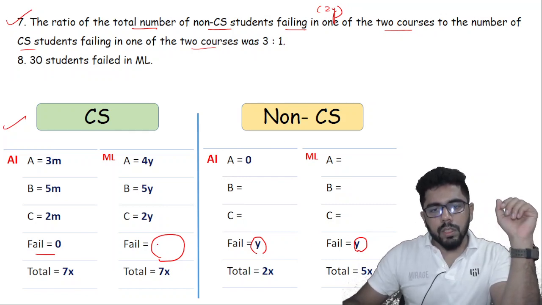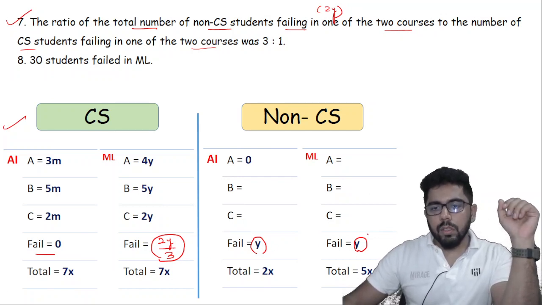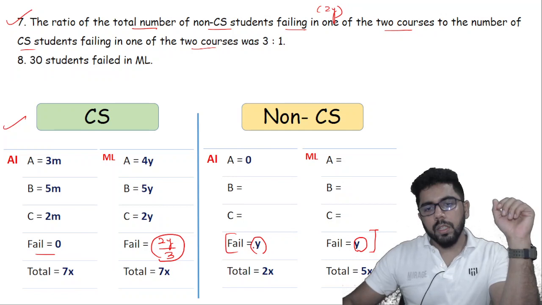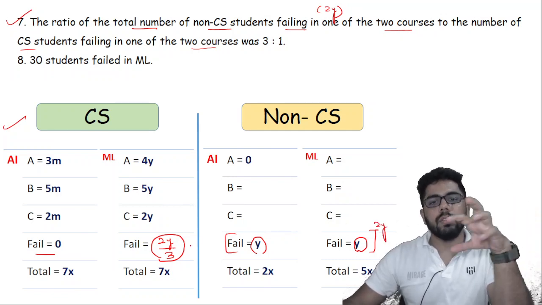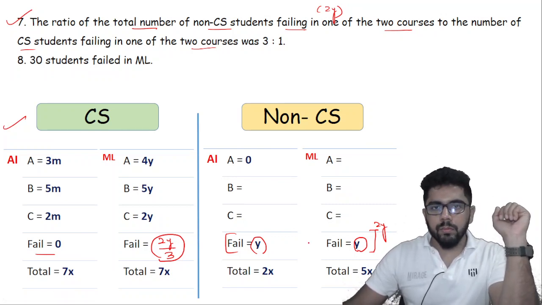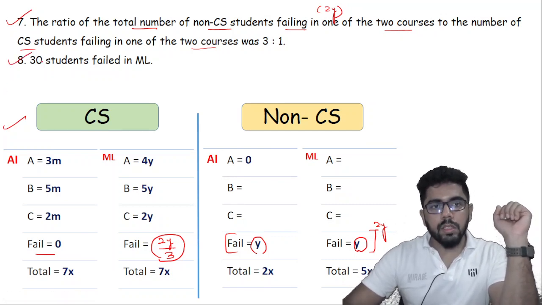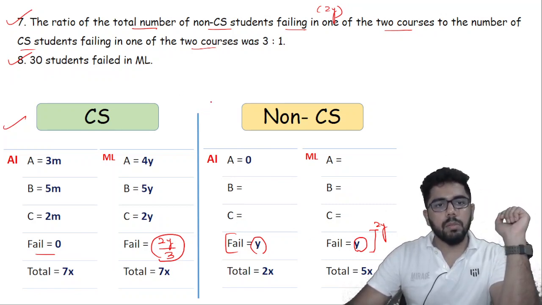So if this is 2y, this will be 1/3 of that, 2y by 3. So this total is 2y, total failing. Here this is 2y and 3:1. That means one part out of three parts. So divide 2y by 3. So I get this. And then it is saying 30 students failed in ML. 30 students failed in ML.